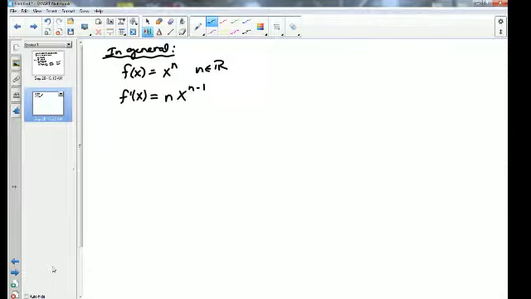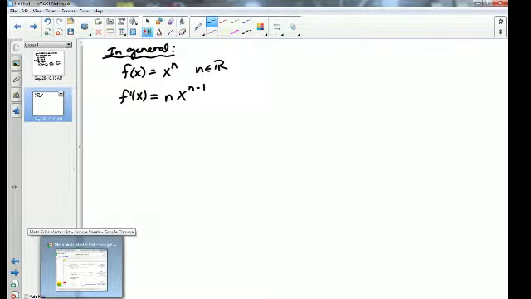Bring the exponent down, and subtract 1. Same deal. I would be a bad calculus teacher if I didn't educate you on this stuff.